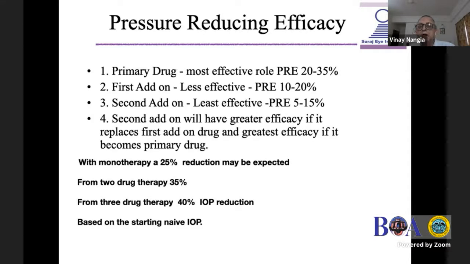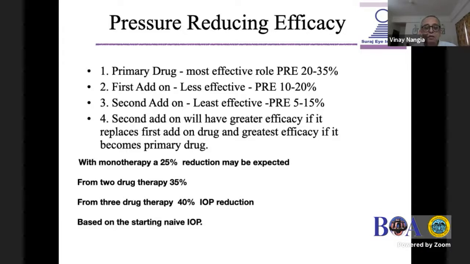So the primary drug is most effective. It has a pressure reducing efficacy ranging from 20 to 35%. The first add-on is less effective. The second add-on is least effective. So you're using 3 medications now. So it depends on at what level you're adding the second or third medication, and that will depend on the efficacy in that particular patient. So with monotherapy, a 25% reduction may be expected. From 2-drug therapy, 35%. From 3-drug therapy, maybe 40%.